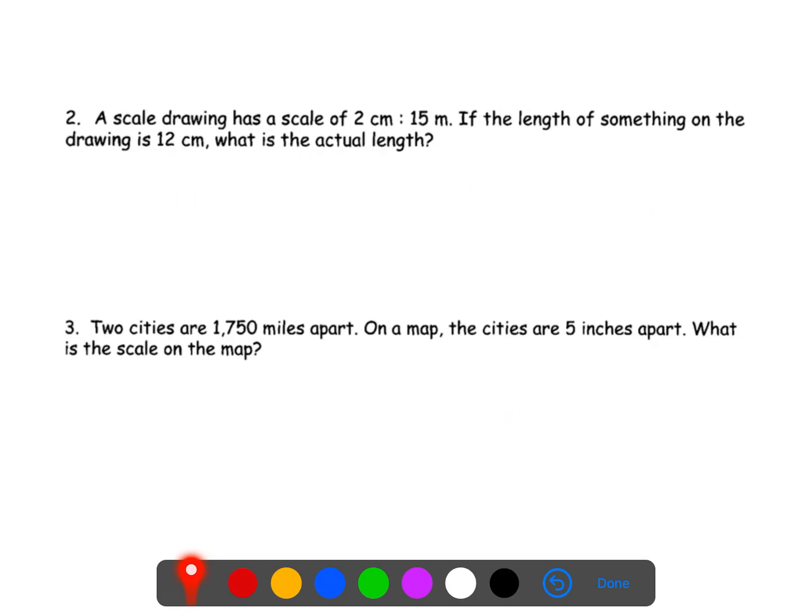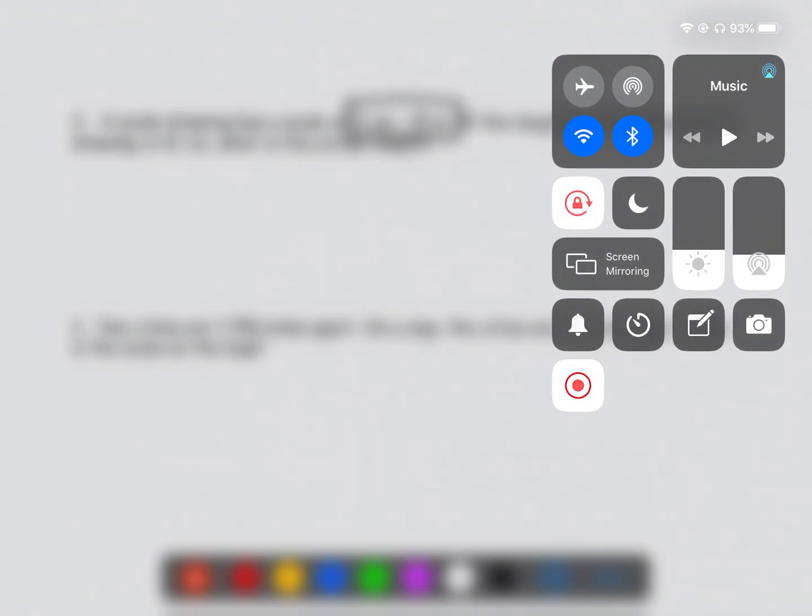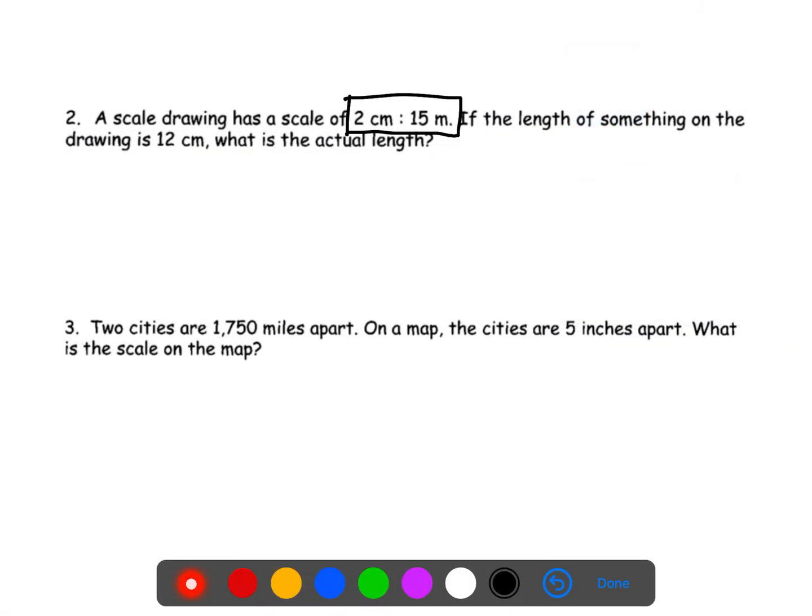Let's look at these examples in the practice. I'm going to do 2 and 3 for you because I think they demonstrate some important things, and I would like you to try the rest on your own. So question 2 says scale drawing has a scale of 2 centimeters to 15 meters. If the length of something on the drawing is 12 centimeters, what is the actual length?